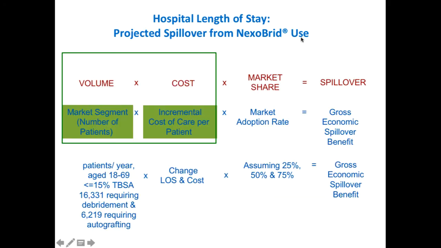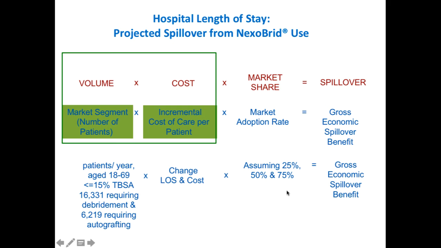So let's see how we can calculate the spillover effect. First, we have to calculate the number of patients with a TBSA under 15% and between the ages of 18 to 69. 16,000 of these patients require debridement, and 6,000 require autografting. Now we have to see the change of the length of stay in hospital and the cost between the intervention and the comparison group.